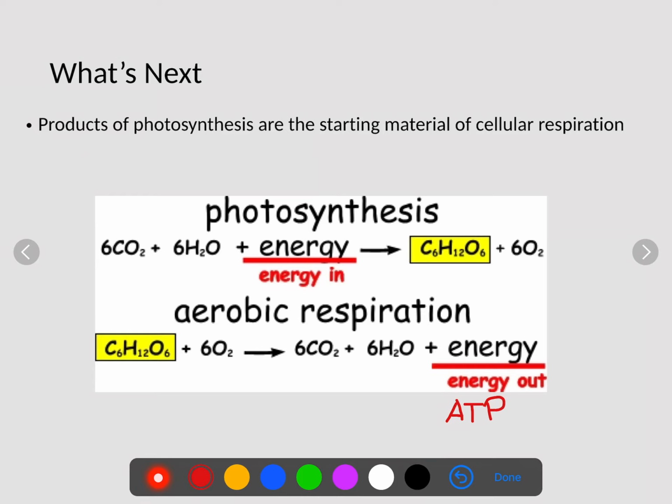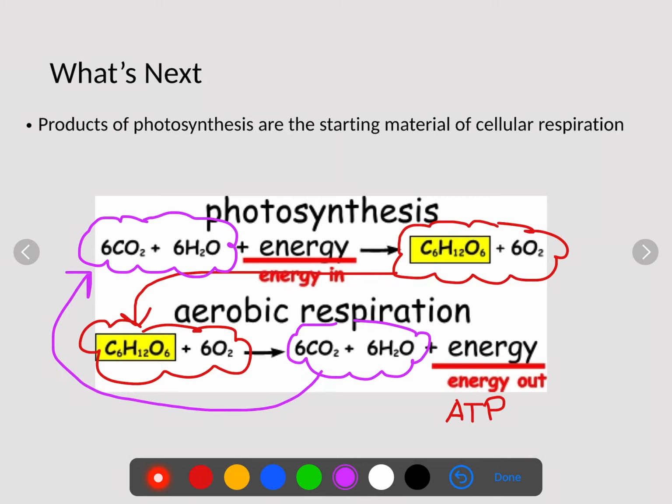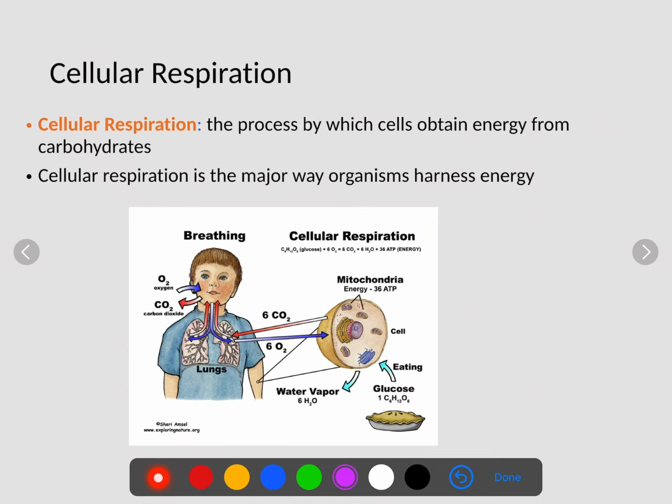Now, what you'll notice is the products of photosynthesis, or what we end with, are the reactants of cellular respiration. And the reactants, or what we start with, of photosynthesis are what we end with in aerobic respiration. So in other words, these two reactions are connected. Reactants of one are the products of the other. The products of one are the reactants of the other. They're interconnected.